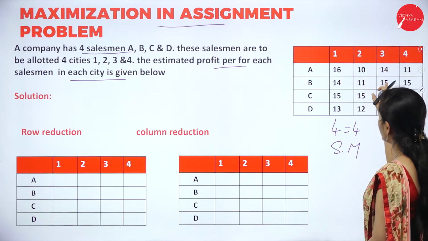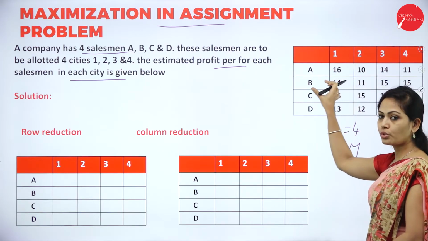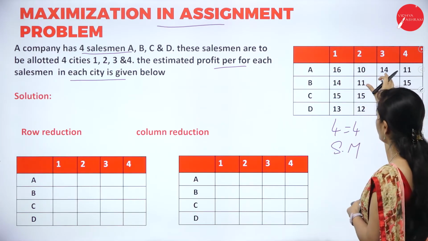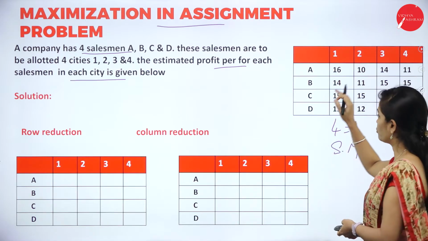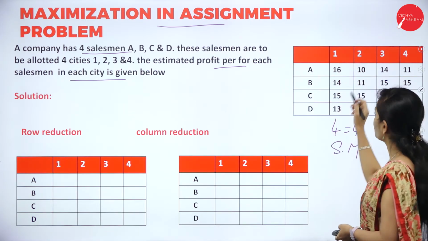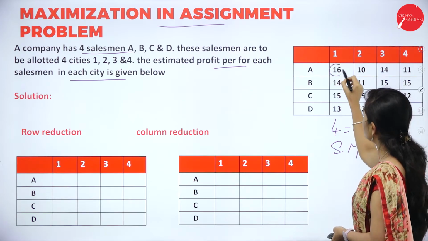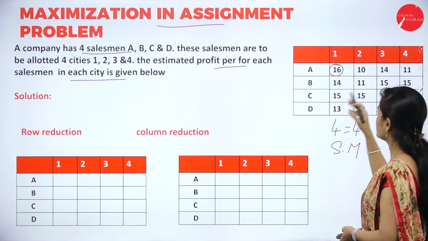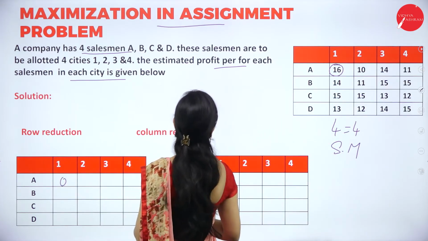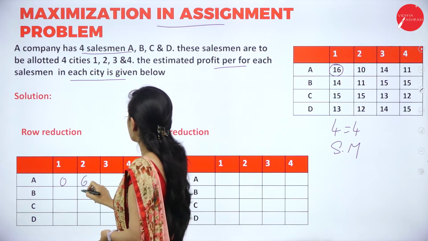So in row reduction, you have to choose a maximum value. Instead of selecting the least value in row reduction, you have to select the maximum value in a maximization problem. So here the maximum value is 16. Subtract it from the other values. So 16 minus 16 is 0, and 16 minus 10 is 6.